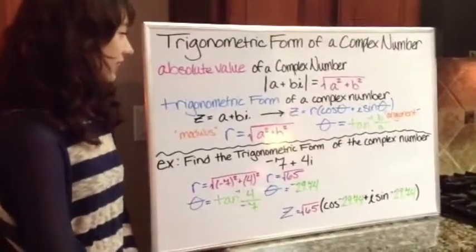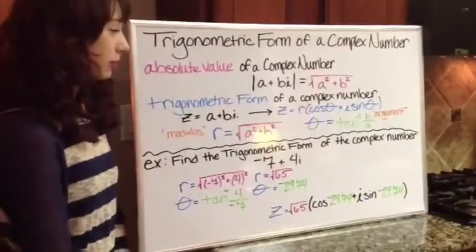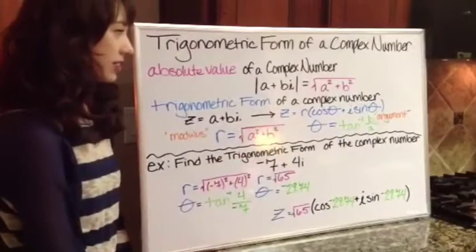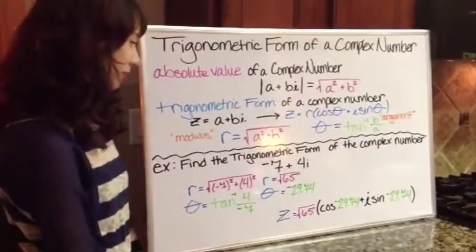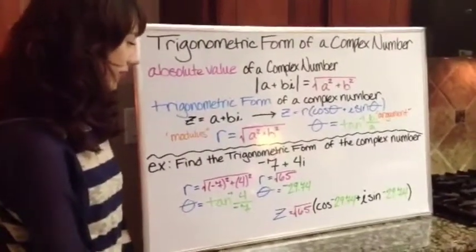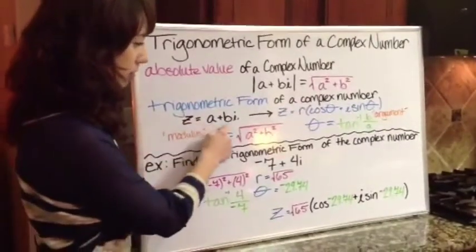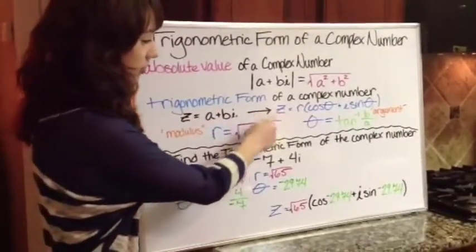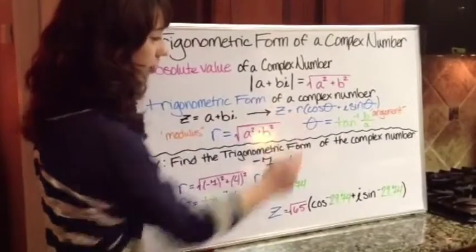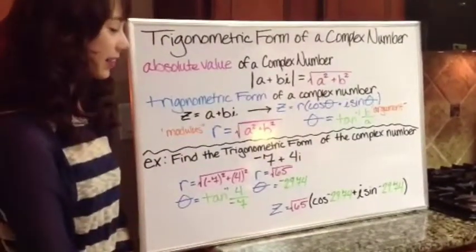First, you need to know how to solve for the absolute value of a complex number, which is given right here. The absolute value of a plus bi equals the square root of a squared plus b squared. The trigonometric form of a complex number z equals a plus bi is going to be changed into z equals r multiplied by cosine theta plus i sine theta.